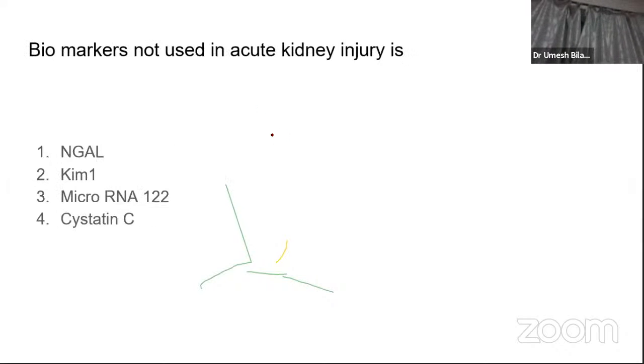Biomarkers not used in acute kidney injury is. I think I already discussed these two, and this is the answer. MicroRNA is not used here.